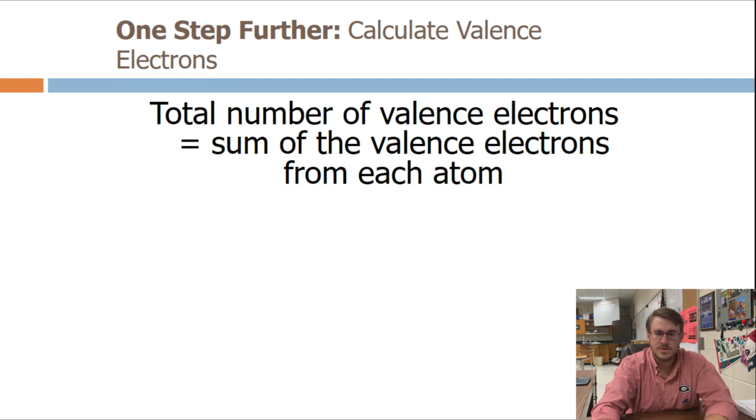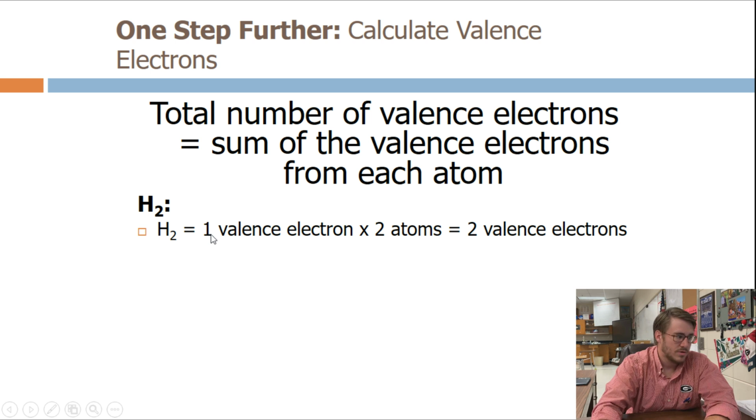The next skill we need to be able to do in drawing Lewis dot structures for compounds is to add up all the valence electrons for all the atoms involved. So in the compound H2, the diatomic molecule for H2, each H brings 1. There are 2 H's. So 1 valence electron because it's H, 2 atoms because the subscript is 2. 1 times 2 is 2 valence electrons in the compound.